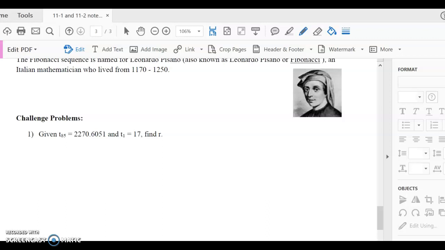You may be saying, I don't know which formula to use, arithmetic or geometric. Because they said find r, you know it's geometric. So if you use the formula, all you do is input t sub n, you input t sub 1, you're looking for r, and you know it's n minus 1. So it's 85 minus 1, because we know t sub n is t sub 85. So now we can solve this.